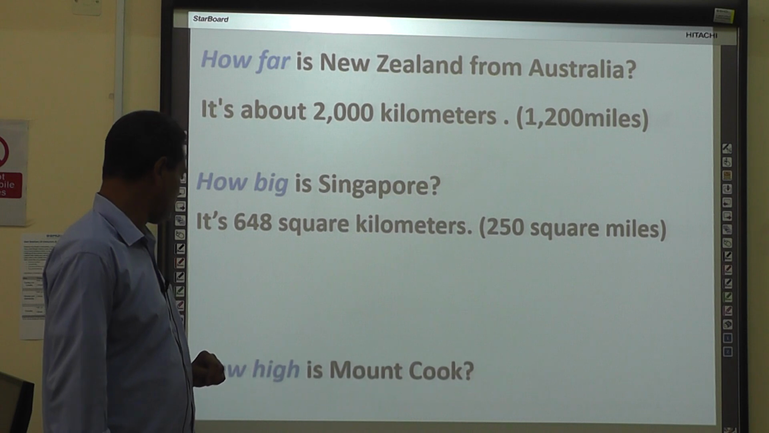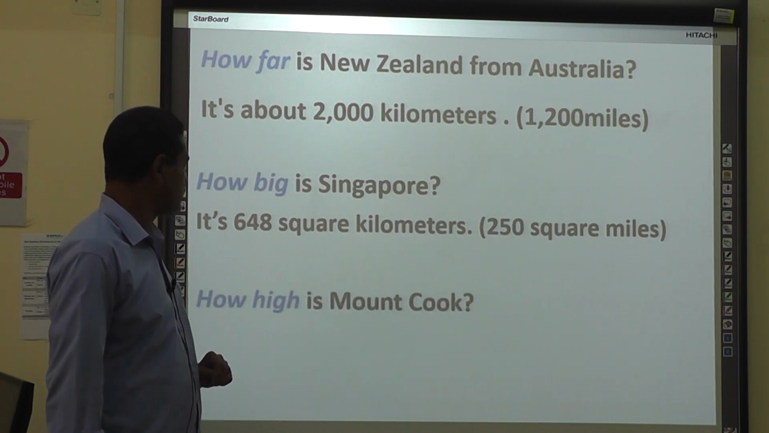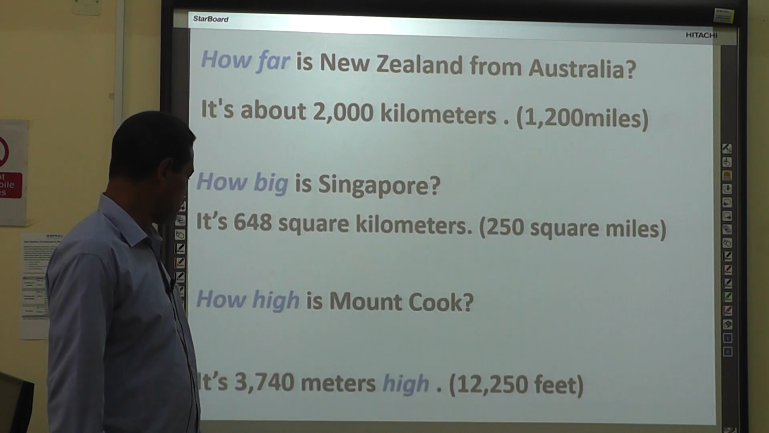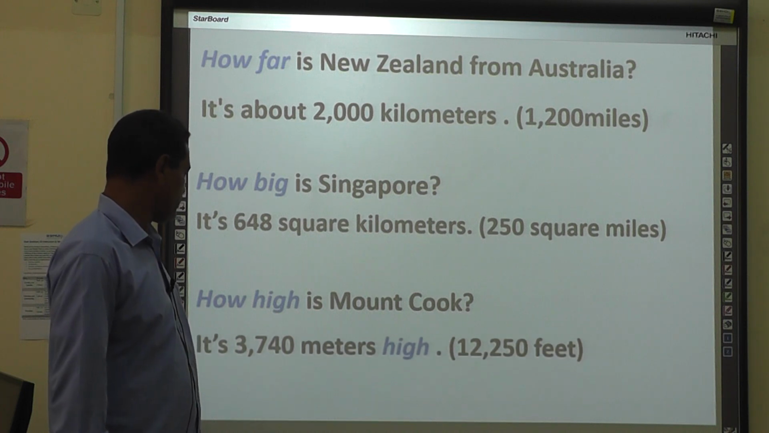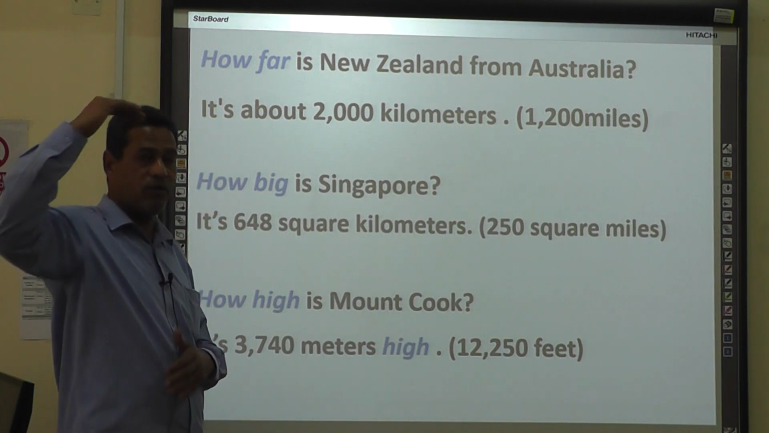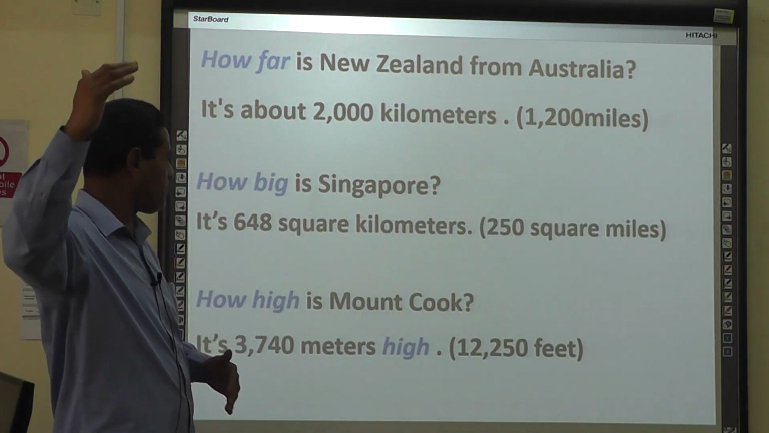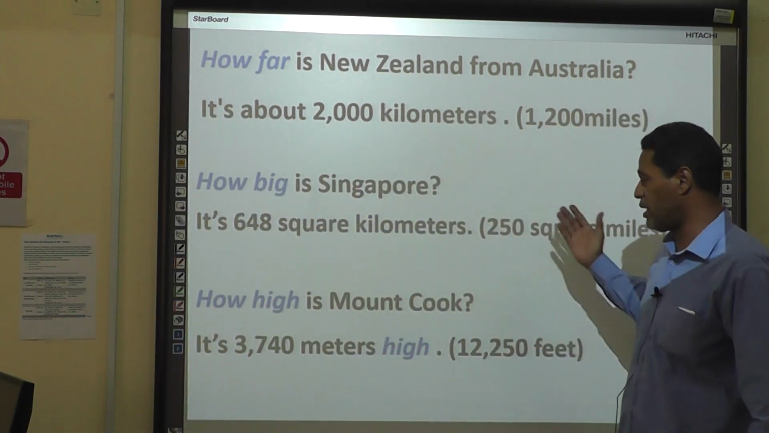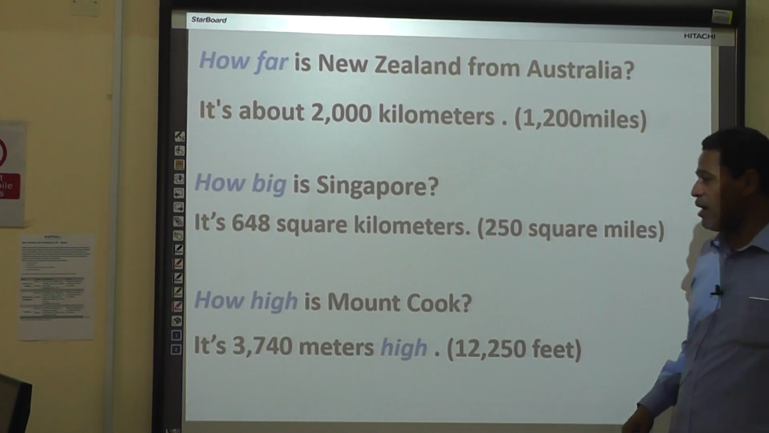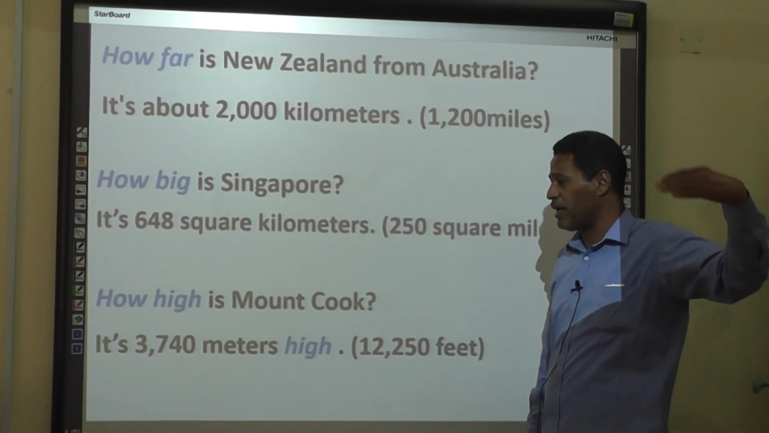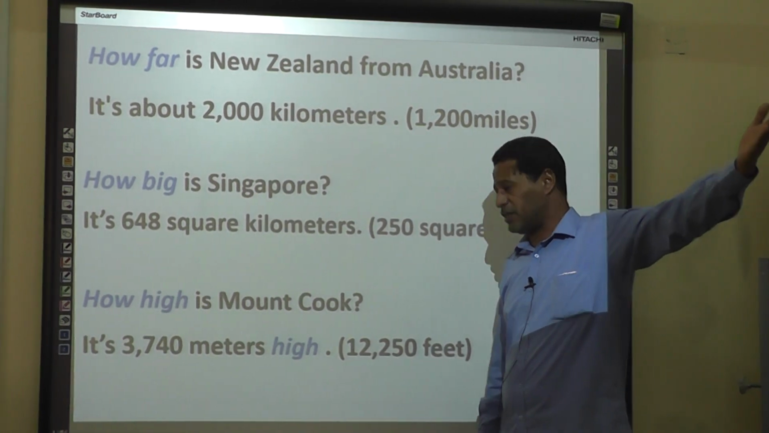How high is Mount Cook? It's 3,740 meters high, 12,250 feet. So also, if I want to know the height of a mountain, for example, I can say how high is Mount Cook? How high is Mount Soda, for example? How high is Mount Everest, and so on.